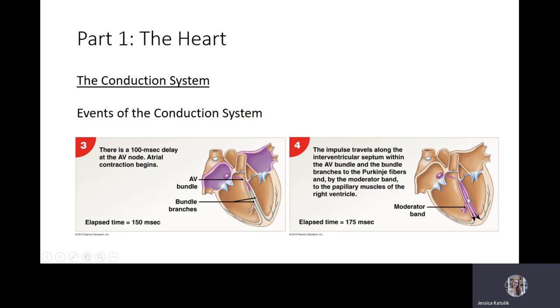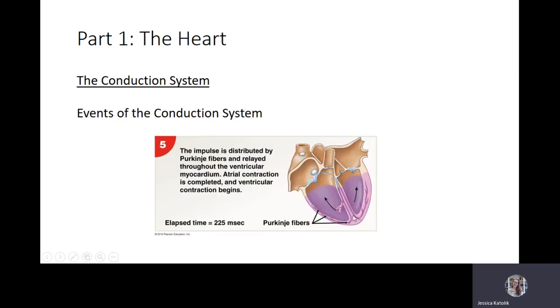When it goes through the AV bundle branches, the electrical signal is actually stimulating the septum of the ventricles to contract. And then what will happen is the electrical impulse will come up the Purkinje fiber and stimulate the ventricles, or the muscles of the walls of the ventricles. And this will help stimulate the ventricles to contract.